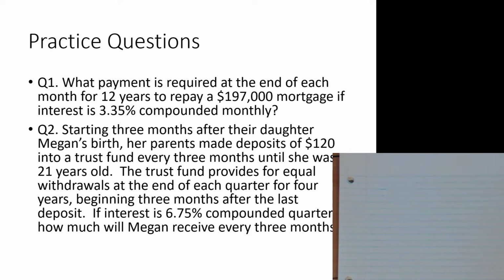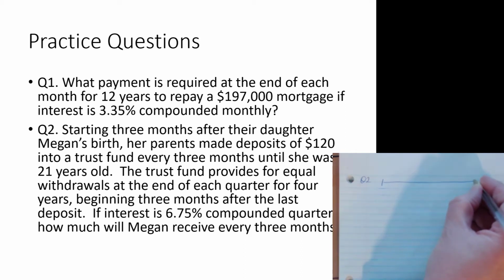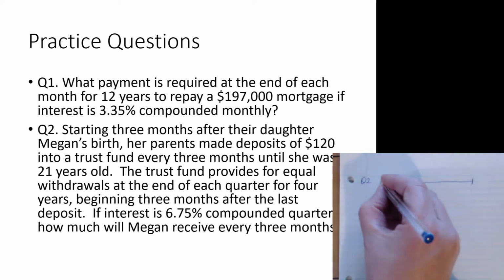Okay, so again, two annuities here. Remember, annuity: equal payments, equal periods for those payments. Now, here we have equal periods throughout. However, the payment amount changes. So totally different annuity. So we draw this thing up. And a timeline is kind of always nice. When in doubt, draw the timeline.